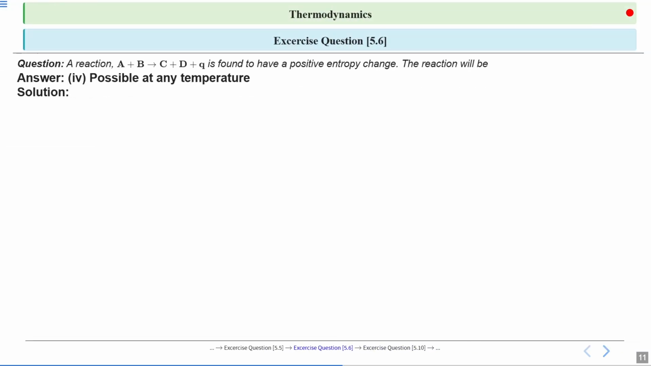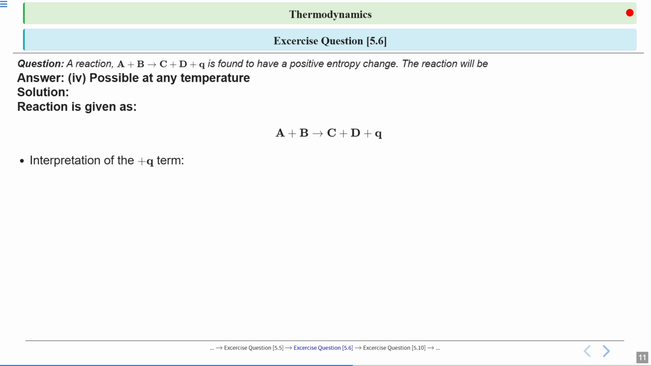The correct answer is that the reaction will be possible at all temperatures, or at any temperature. How do we arrive at this situation? For that, you have to look at the equation. It says that Q amount of heat is released, right? It is written well in the question also. And the second thing mentioned is that your entropy change is positive.